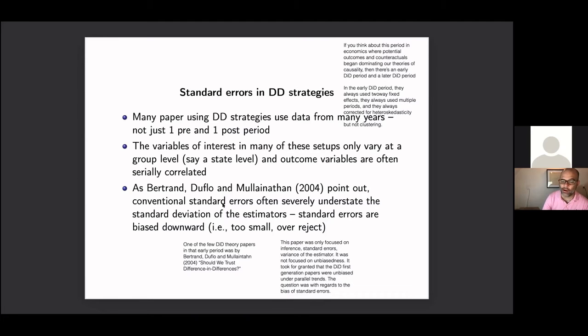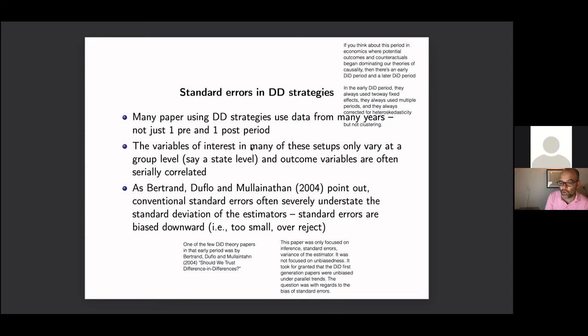And what they pointed out is that because of this serial correlation in the aggregate outcomes in the panel, the conventional standard errors often severely understated the standard deviation of the estimators. Standard errors were biased downward.